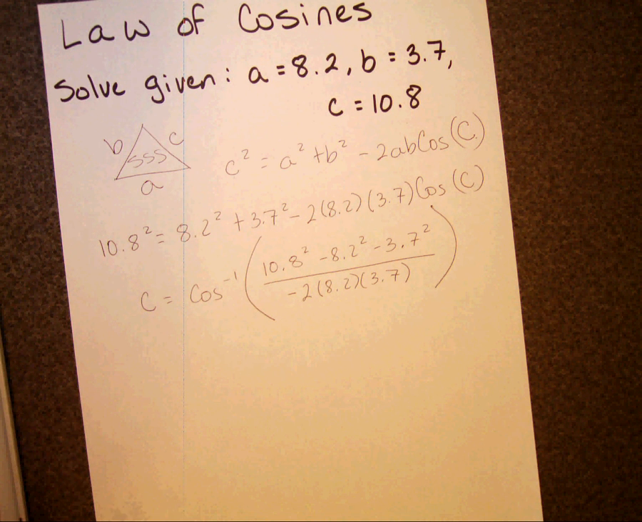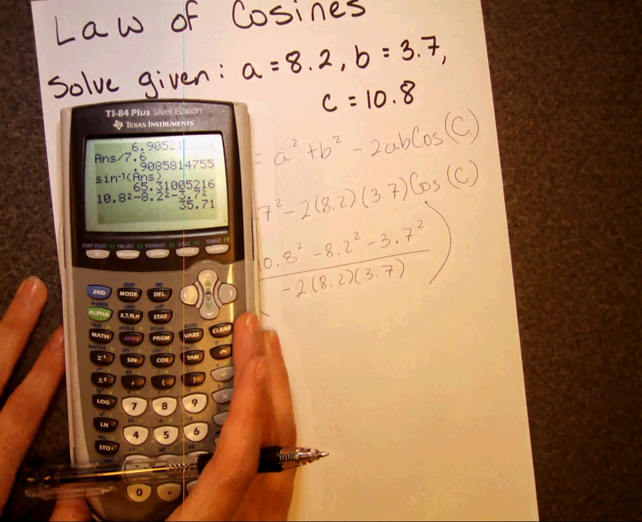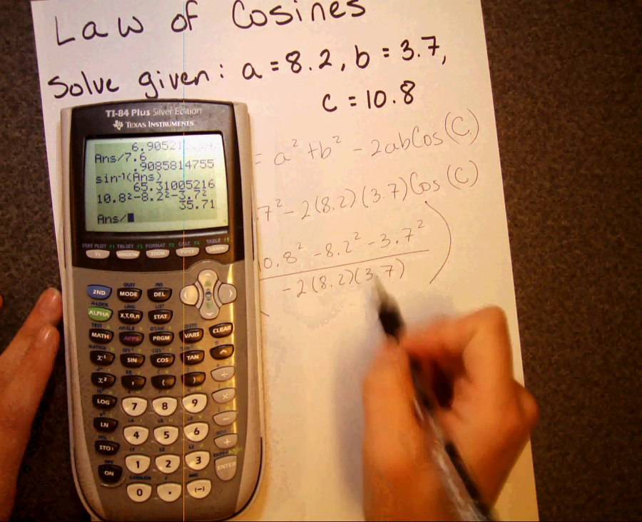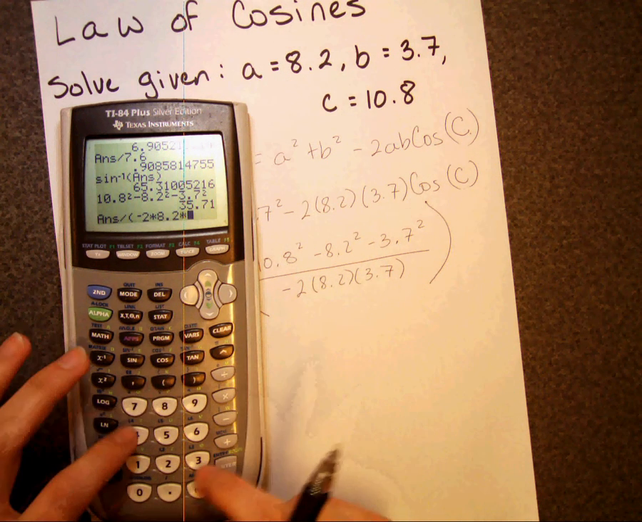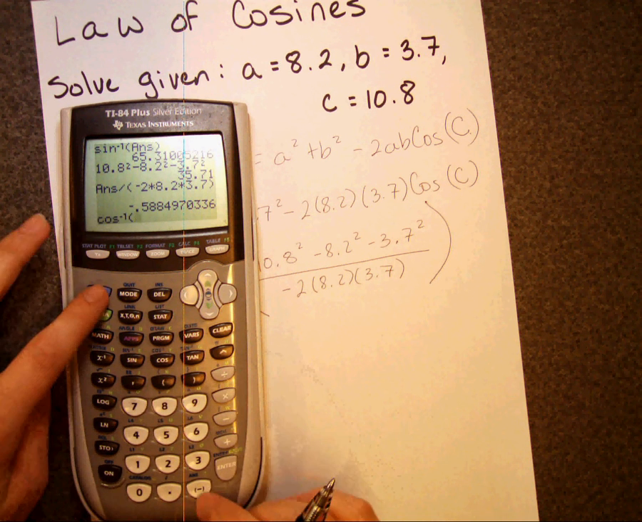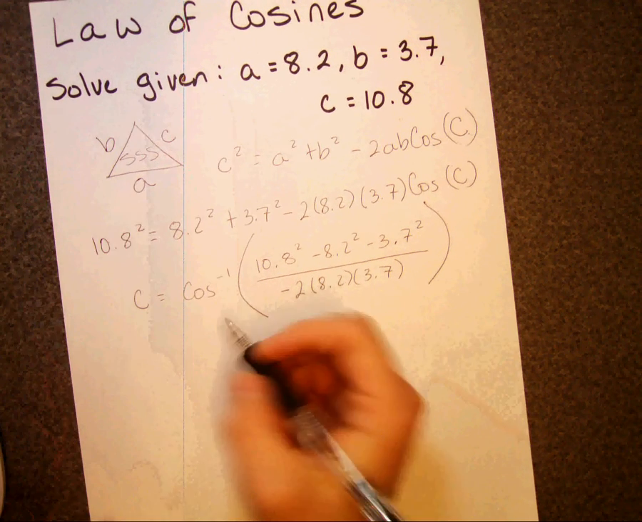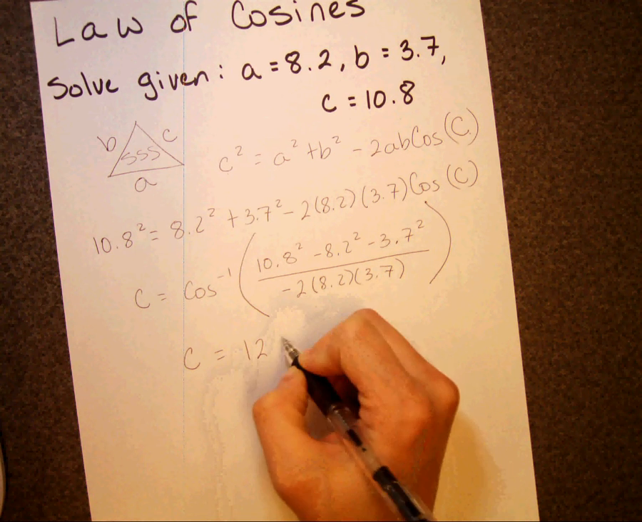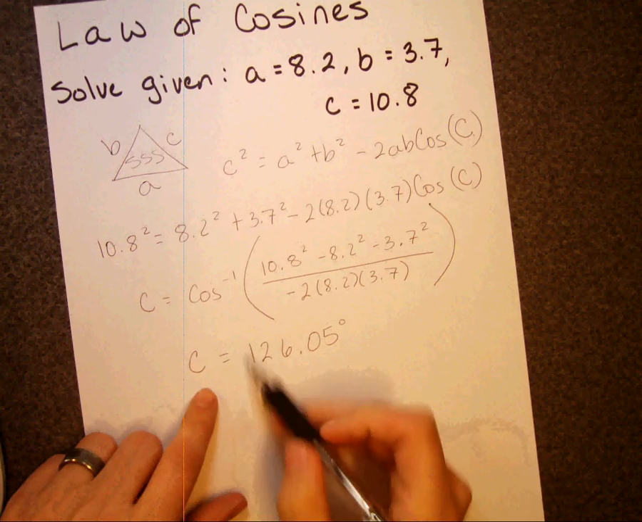Alright, so just plugging this into my calculator. Again, I'm going to be very careful and do it piece by piece. So 10.8 squared minus 8.2 squared minus 3.7 squared. Figure out what all that is. Then I'm going to divide it by this whole thing, so I'm going to put parentheses around it: negative 2 times 8.2 times 3.7, close my parentheses. Now I'm going to find cosine inverse of that, and I get 126.05. So angle C is 126.05 degrees.